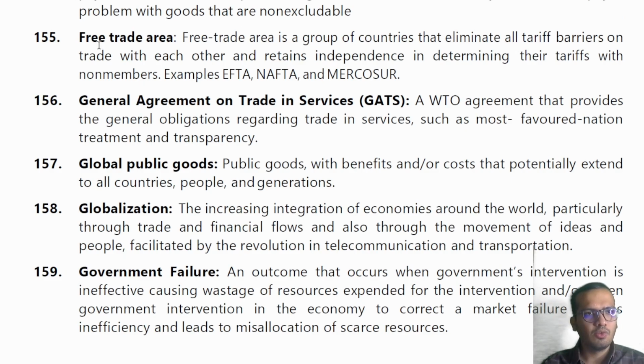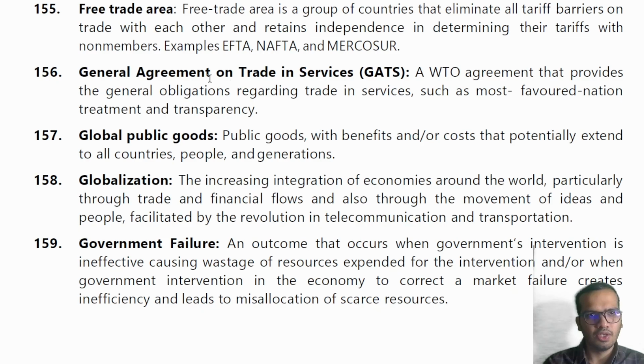Then comes number 155, free trade area. A free trade area is a group of countries that eliminates all trade barriers on trade with each other and retains independence in determining their tariffs with non-members. Examples: EFTA, NAFTA, and MERCOSUR or SCORE. Then comes number 156, General Agreement on Trade in Services, GATS.